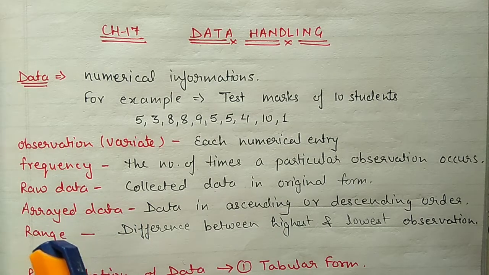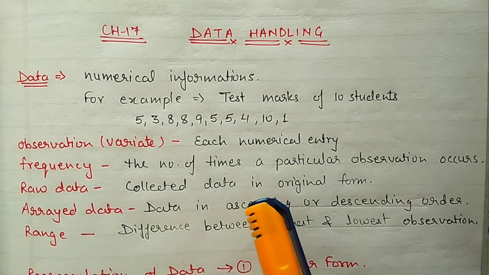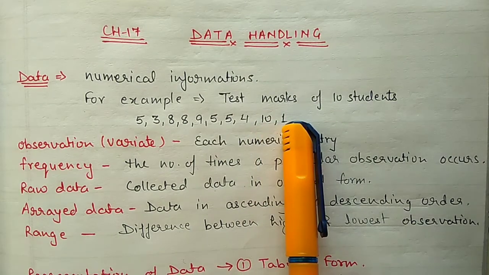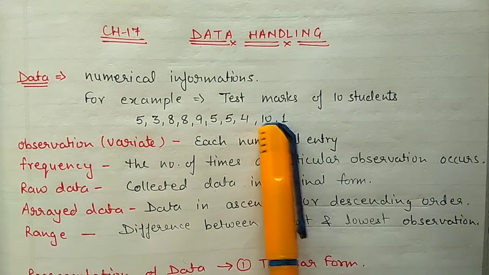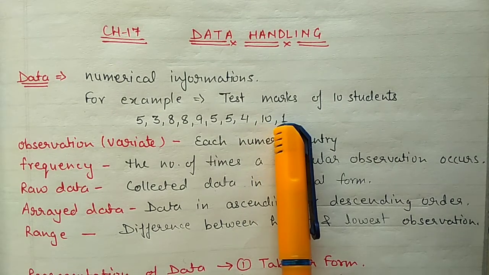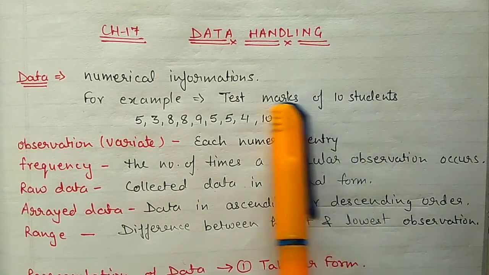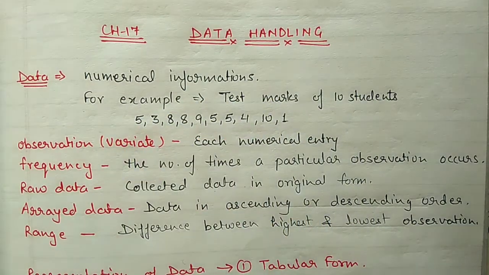And then range of the data. Range of the data means the difference between the highest and the lowest observation. So here you can see the highest is 10 and the lowest observation is 1. So 10 minus 1 is equal to 9, which is the range for this data.